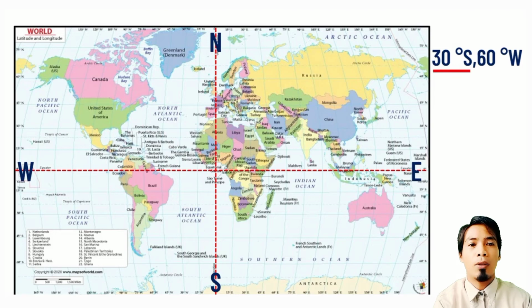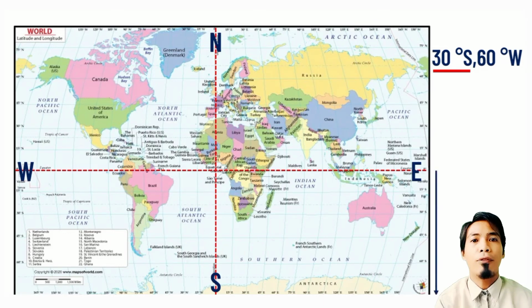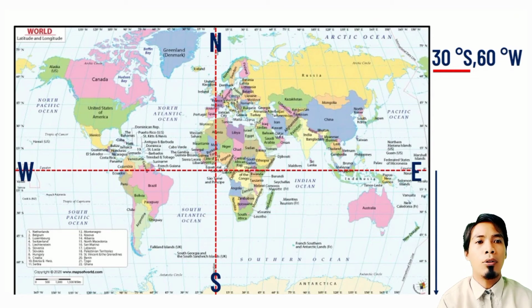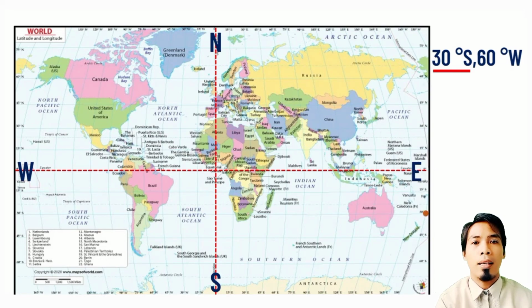The first step that we are going to do is to find the location of the latitude. To find it, we need to know which hemisphere it is located in. In this example, we have 30 degrees south. Therefore, we are going to locate it below the equator. Next, we need to determine the value of the latitude. In this case, it is 30 degrees. Therefore, the location of the latitude is at this point. From this point, we will draw a horizontal line.